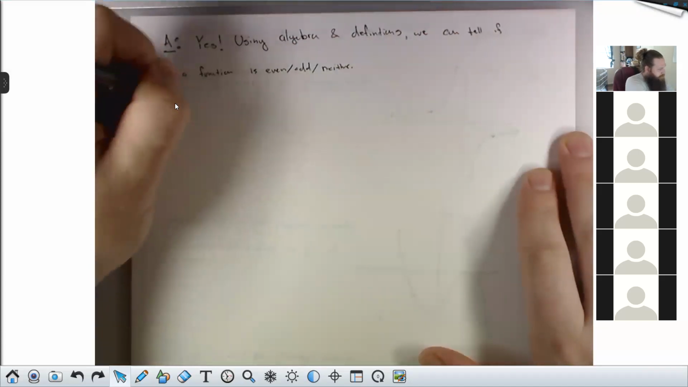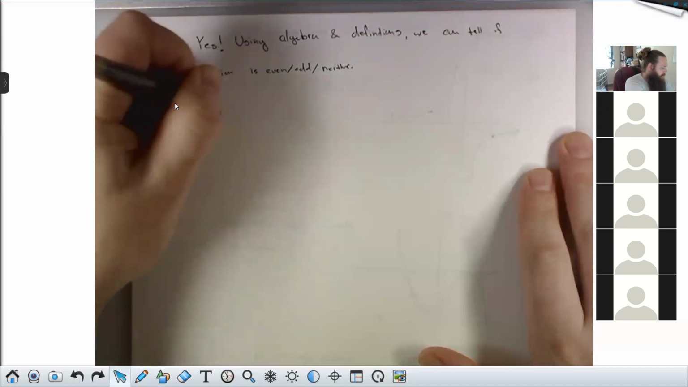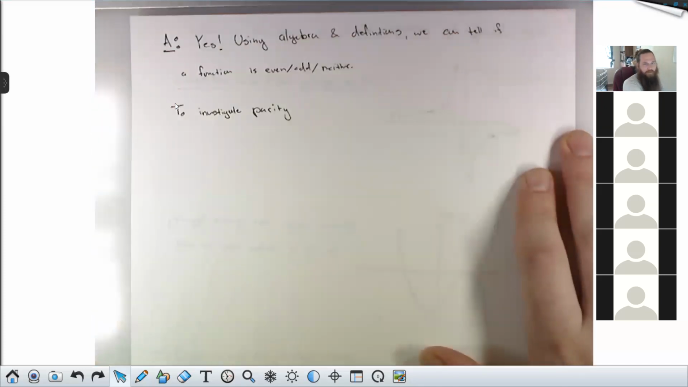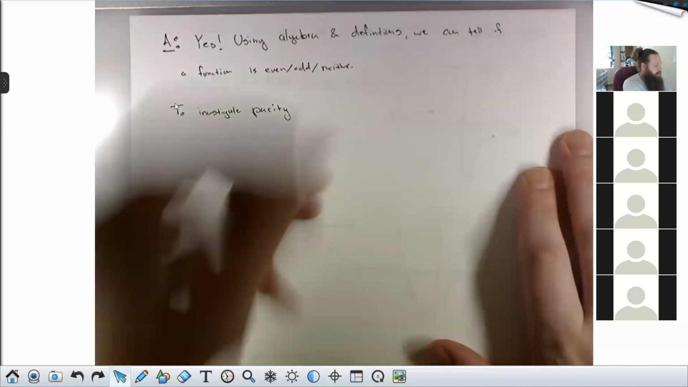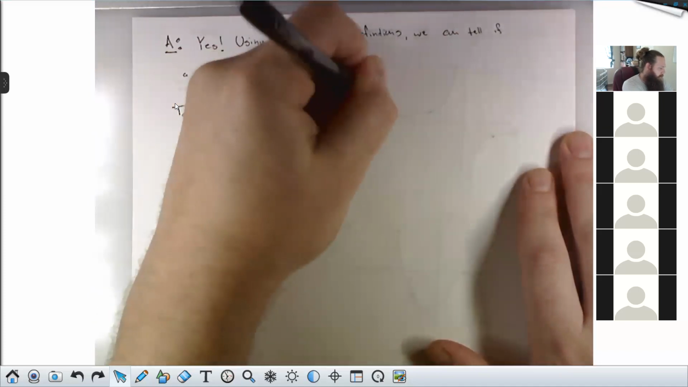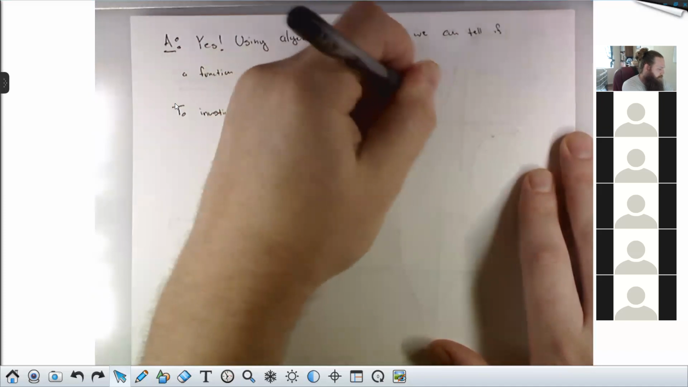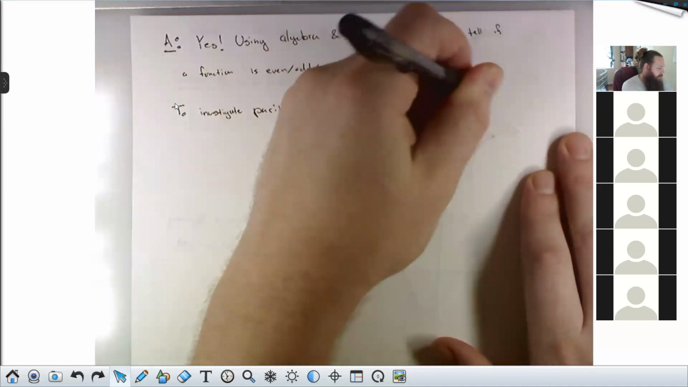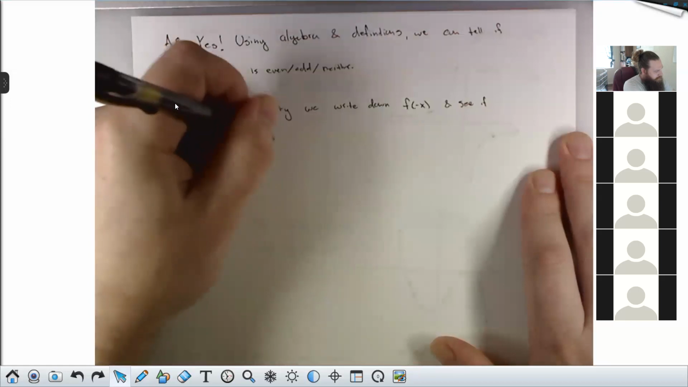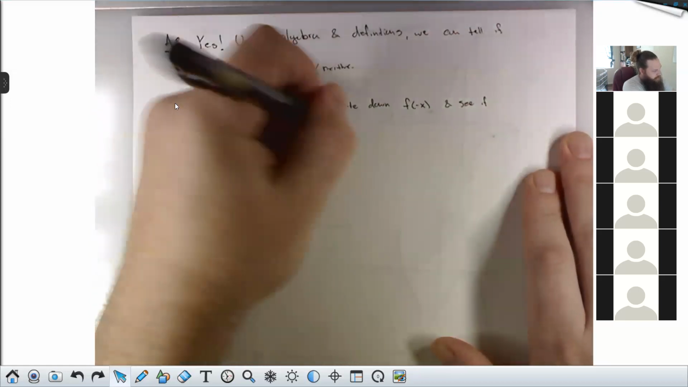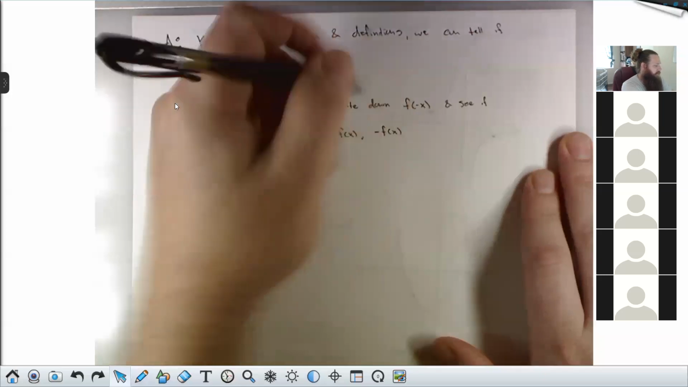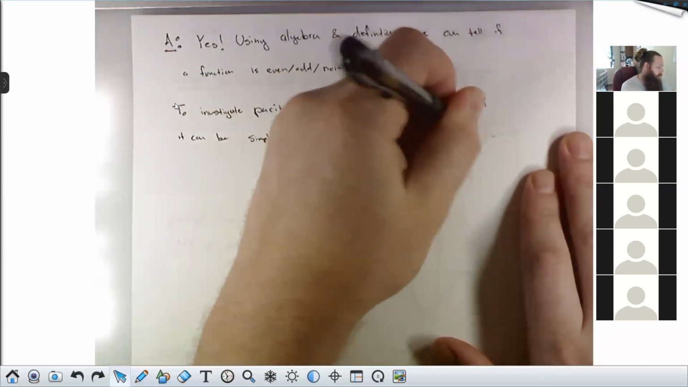So to investigate parity, and remember this word parity means even or odd or neither, that's what parity means, we write down f of negative x and see if it can be simplified into the original f of x, the vertical flip version, negative f of x, or neither of those.